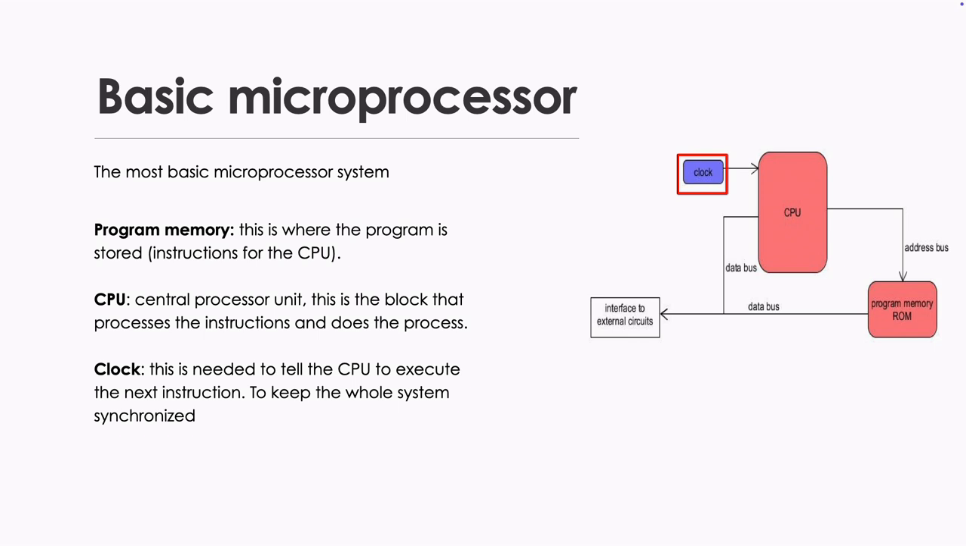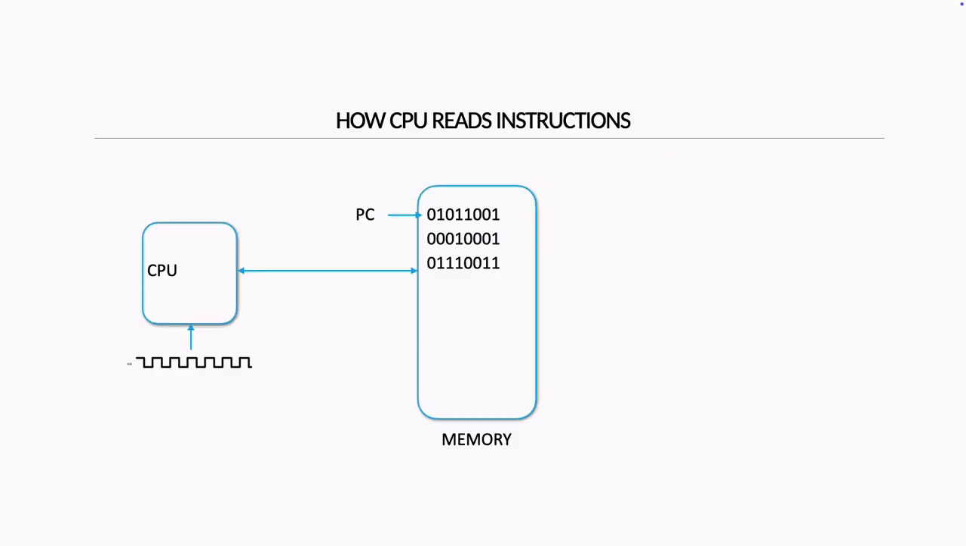A microcontroller must be programmed. This means that it must be provided with a series of instructions to be followed. These instructions must be stored in ROM memory. The CPU reads the instructions from memory. It does this by using the clock signal. Every pulse in the clock tells the CPU to read an instruction.